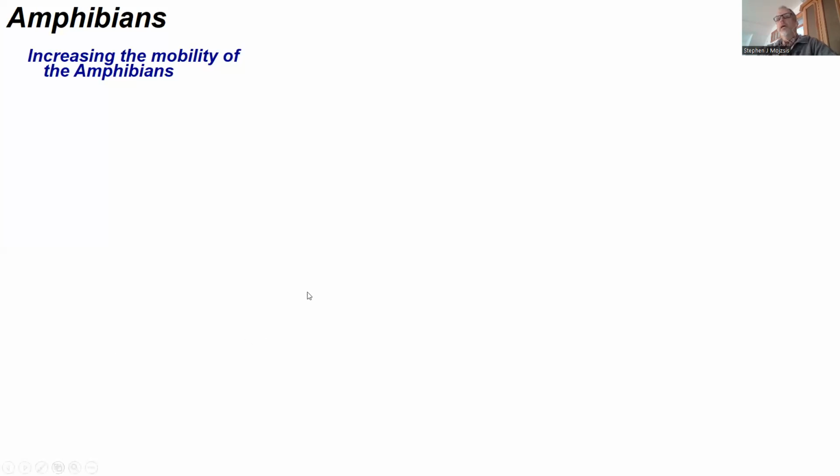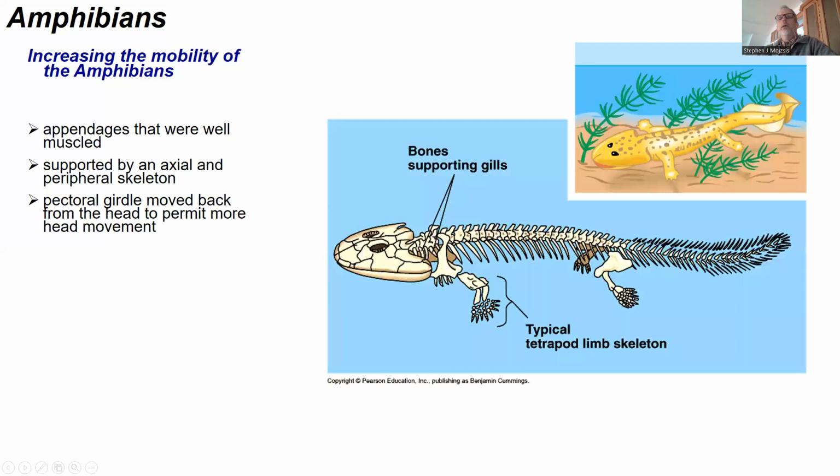Amphibians did this by increasing their mobility. Amphibians have a fish-like body intrinsically. Looking at a tadpole, looking at a salamander or an axolotl, other amphibians, makes you think, oh, something between a fish and a land animal. Bones supporting gills here, and a typical four-limbed tetrapod skeleton, but otherwise quite fish-like head, and here modified fins like these that go into legs.